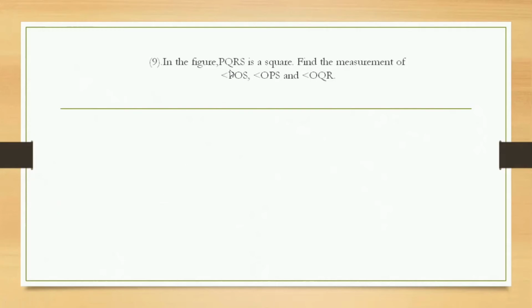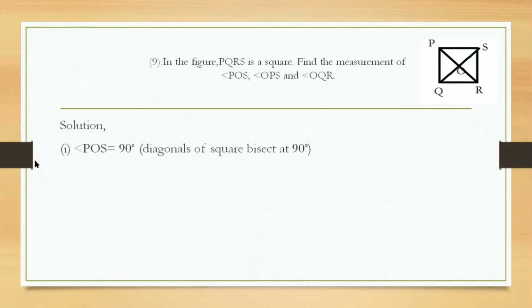Now number 9, look here. In the figure, PQRS is a square. Find the measurement of PQS, OPS and OQR. Its figure is like this. Look here, this is a square. Its angle will be 90 degrees. PQS is 90 degrees. This is POS, POS is 90 degrees, because the diagonals of a square bisect at 90 degrees. These 4 angles will be 90 and 90.